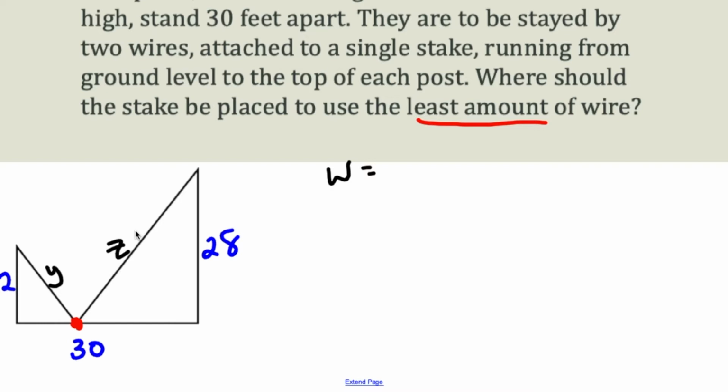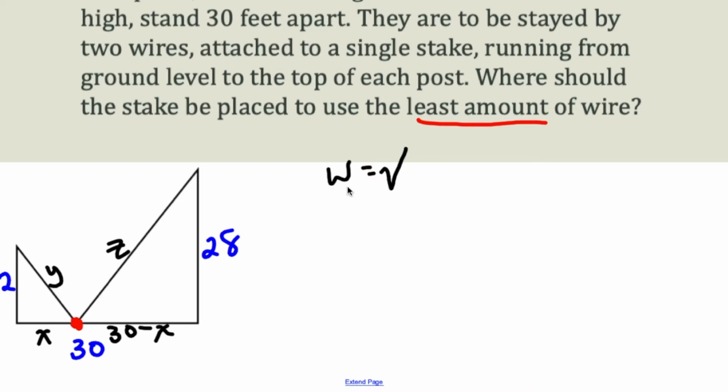So this side over here we'll label something. This is going back to what we did in the taco cart, where we give one of them a variable. If we know this is x feet, then this one over here has to be 30 minus x feet, right? Because the total distance is 30. So now we can do this.